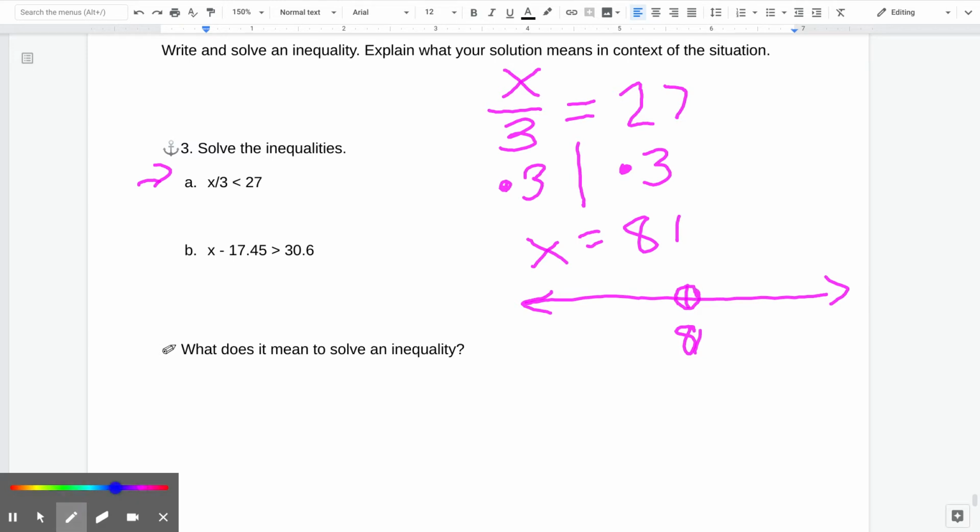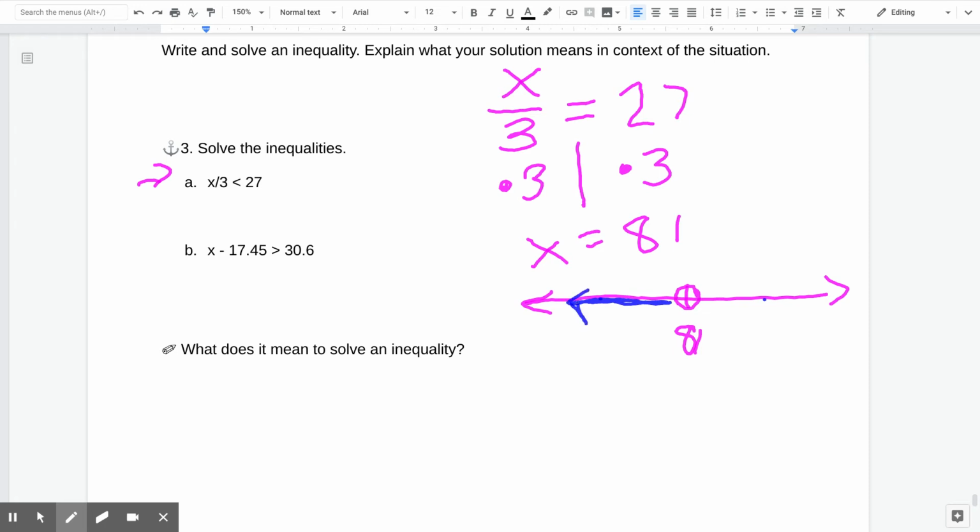Okay, so let's check some numbers here. If x was 90, just for easy math here, 90 divided by 3 would be 30. That would not be less than 27. So let's check one on the other side. If x were 60, 60 divided by 3 would be 20. So that side is the side that's going to get me less than 27.